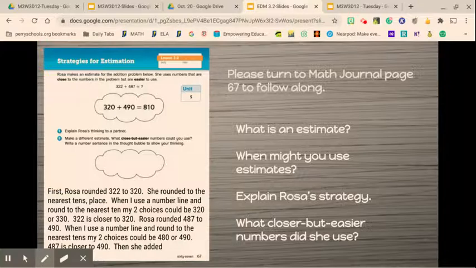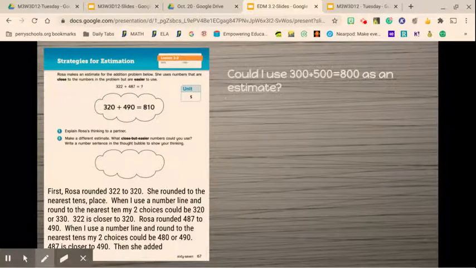Part 2 says to make a different estimate, what close but easier numbers could you use? We're going to write a different number sentence in the thought bubble to show our thinking. So when I'm thinking about this, I've already rounded to the tens. Another number that I could round to would be to the hundreds. So on my number line, I'm going to focus on just the hundreds place.